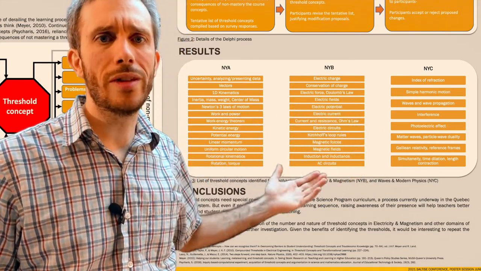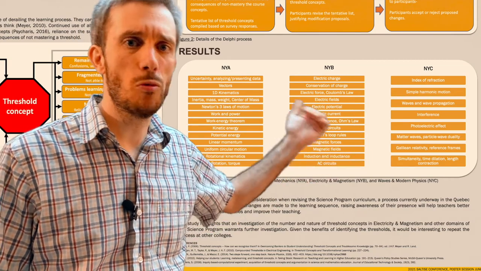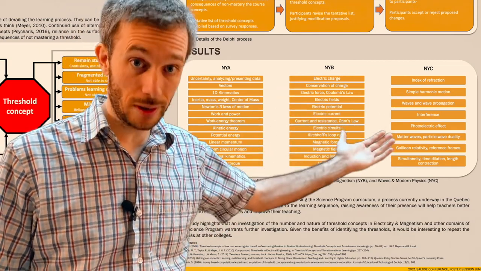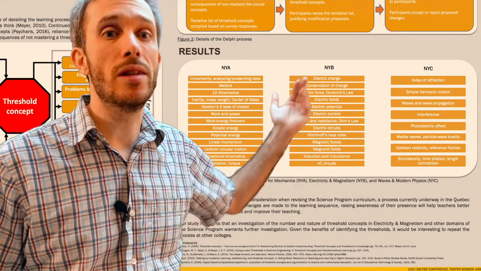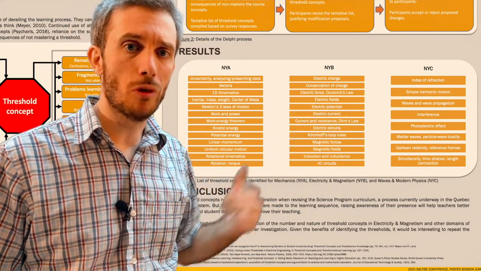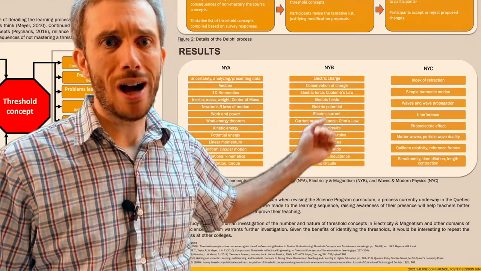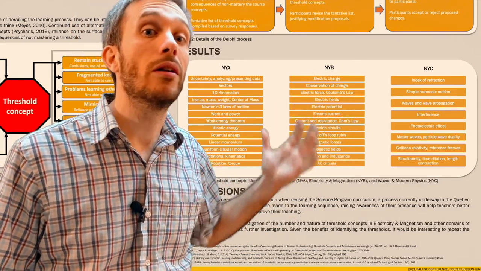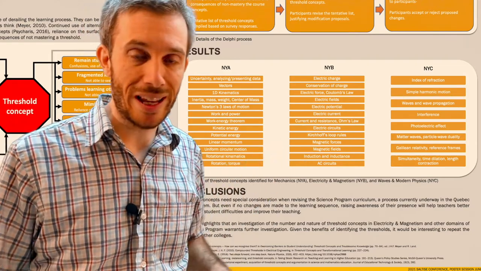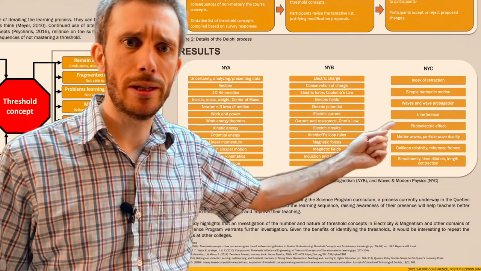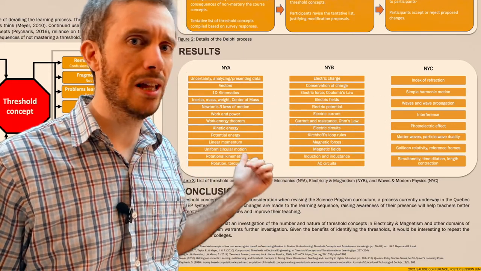As a conclusion, we cannot say that NYA has more thresholds than the other courses, as NYB has an equal amount. More study would be needed to look at why these thresholds, if they are at the root of the struggle with mechanics, seem to cause less trouble in NYB than they cause in NYA.